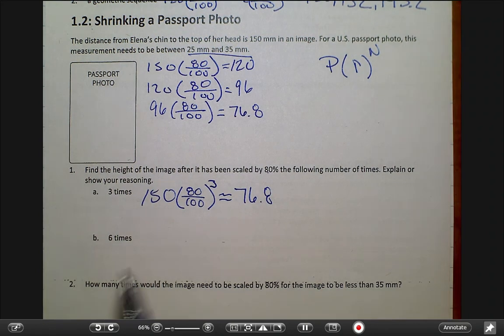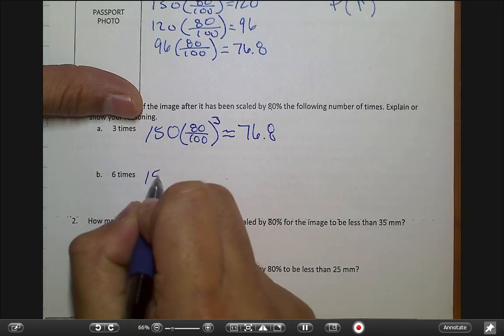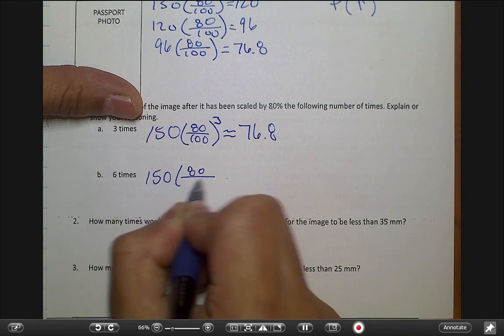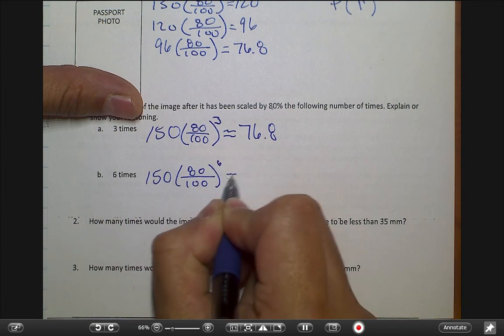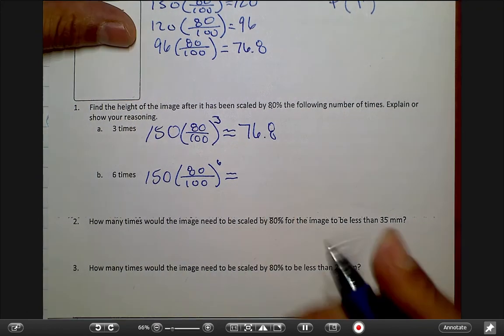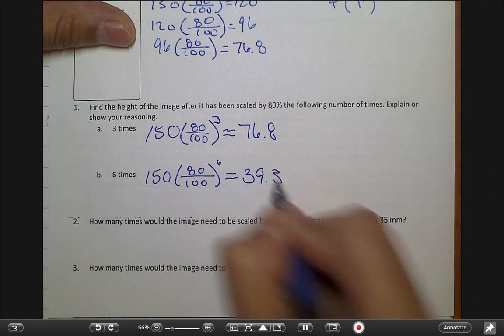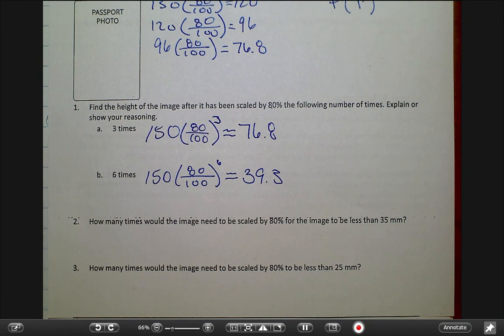But now if I were to do this for the next one, which is 6 times, let's see. So it's going to be 150. What'd you get for this? 39? 39.3216. Let's say 39.3. Close enough. So I'll give you guys a moment to try and catch up with this. Yes, go ahead. Did you do the second time? Mhm. Are we caught up?